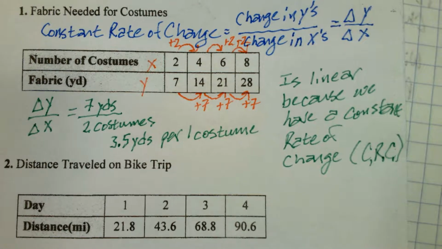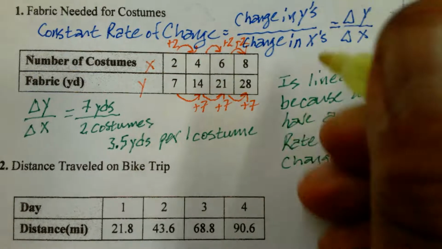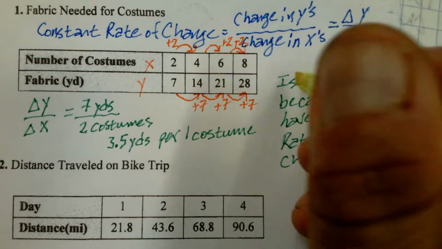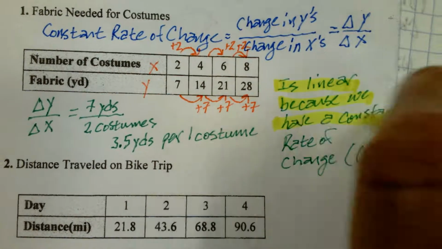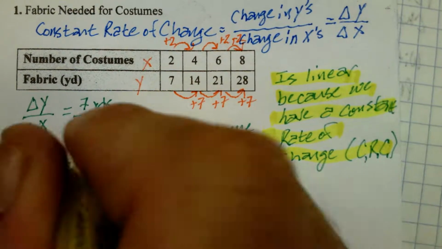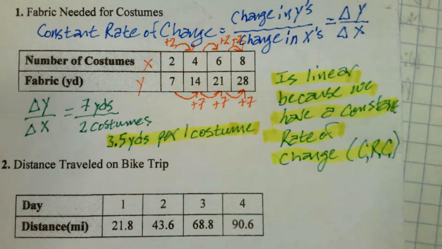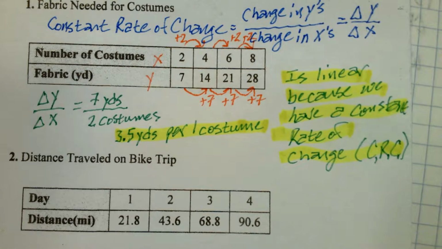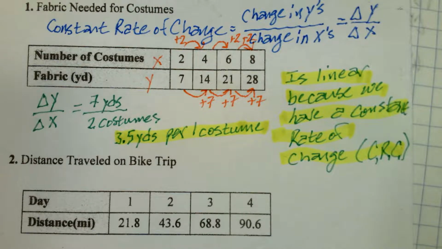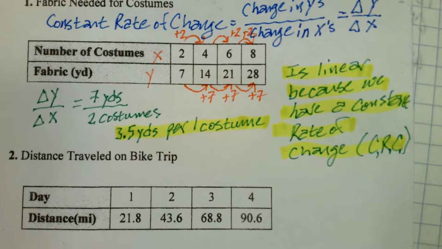So we had to answer, is this linear? We could say it is linear because it has a constant rate of change. And what's the constant rate of change? 3.5 yards per costume. Any questions? Okay, let's try the next one.